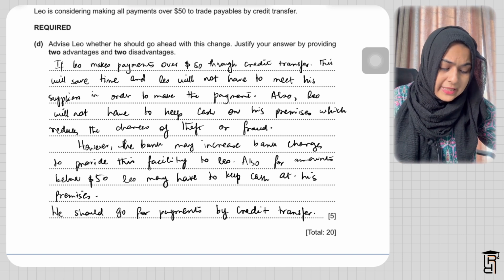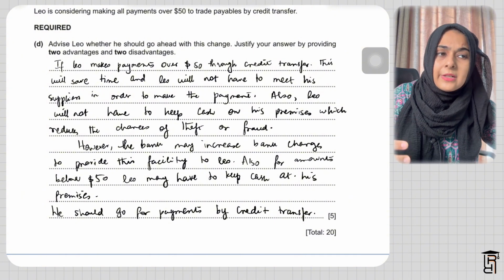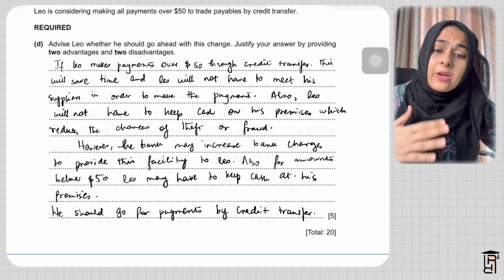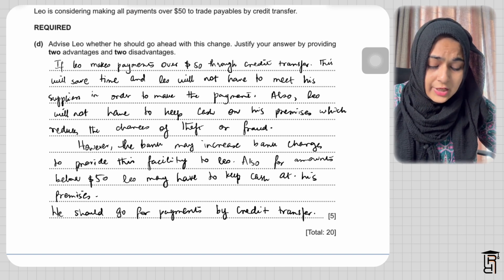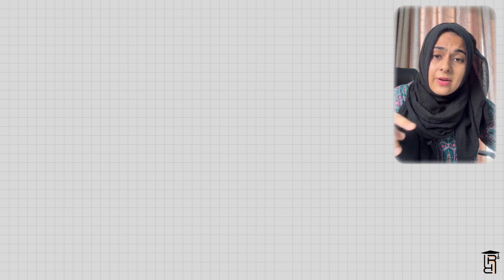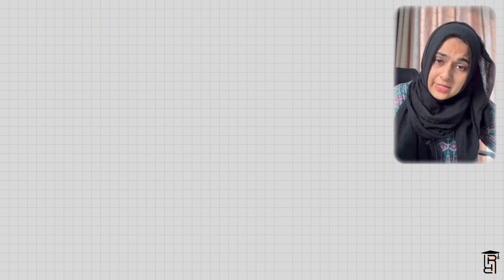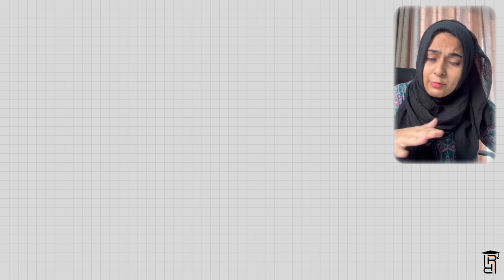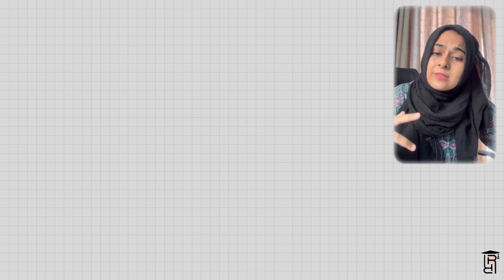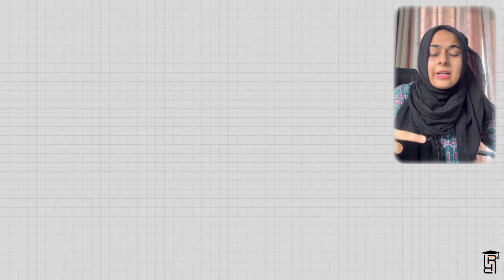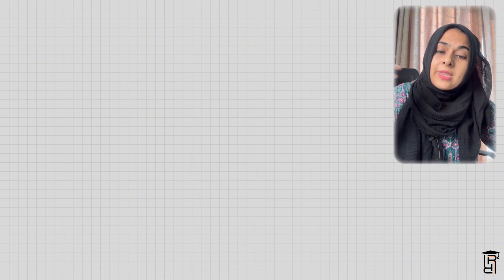In the recommendation, you can say he should go for payments by credit transfer, because credit transfer is a very easy, very convenient way of transferring money from one account to another account. So that's it for this question. For this kind of question where they say advise, you need to give two advantages, two disadvantages, and then your recommendation also carries marks. So your recommendation is your own recommendation. You can go with the proposal in the question or you can go against it. It's completely up to you. But you need to give the recommendation. So you need to give two advantages, that's for 2 marks, two disadvantages, that is for 2 marks, and then the recommendation is 1 mark. So thank you so much for watching.